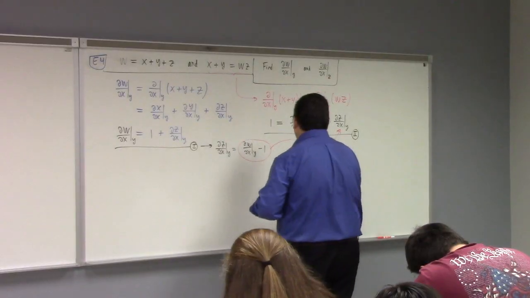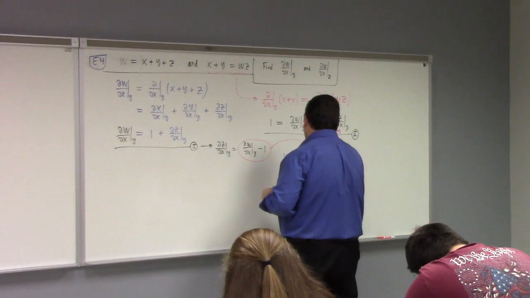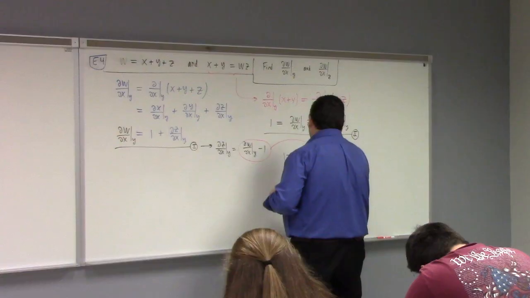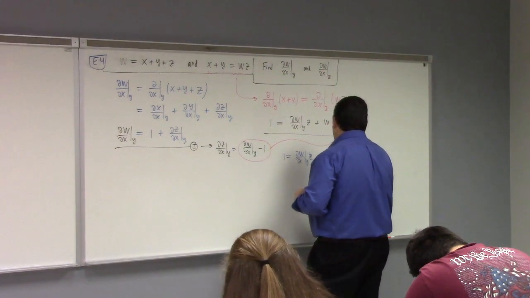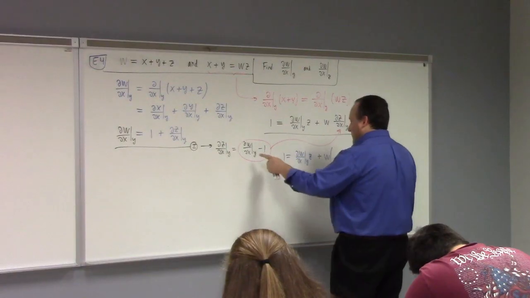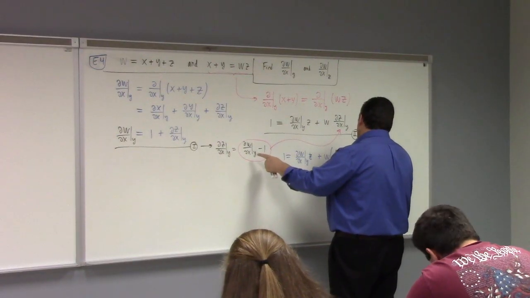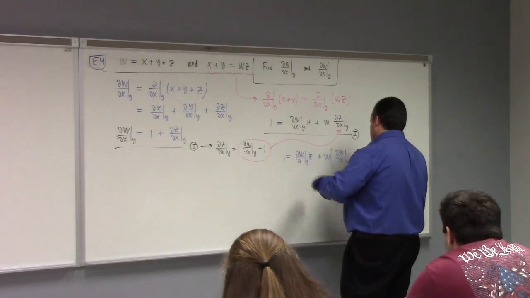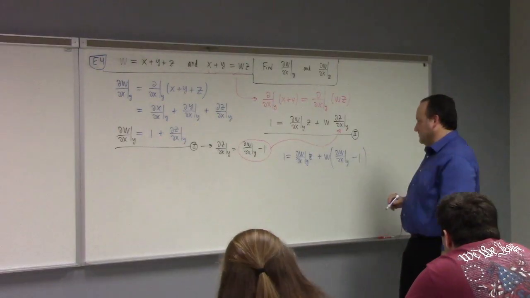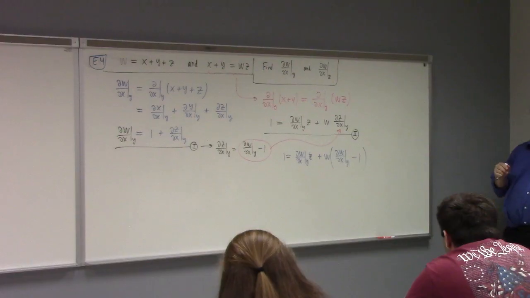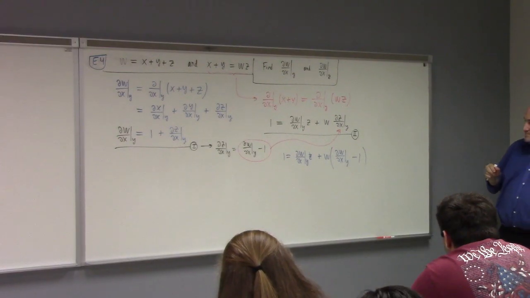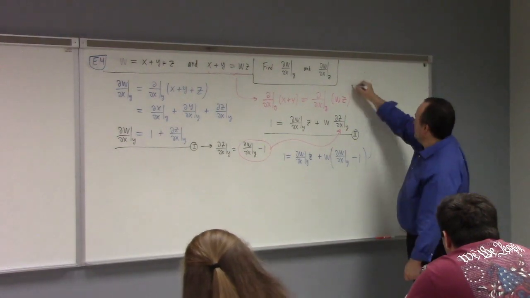So we get 1 is equal to partial w, partial x holding y fixed, times z, plus w, big parentheses, partial w, partial x holding y fixed, minus 1, close parenthesis. Now we can solve for partial w, partial x holding y fixed, right? Which gives us what?